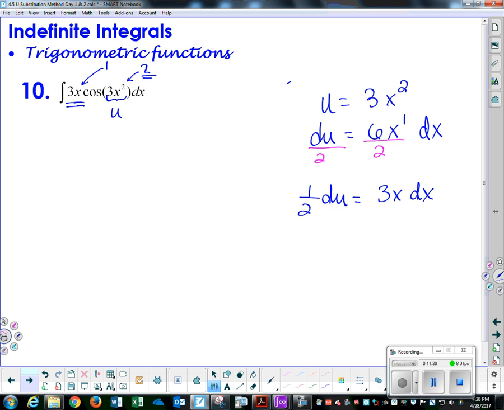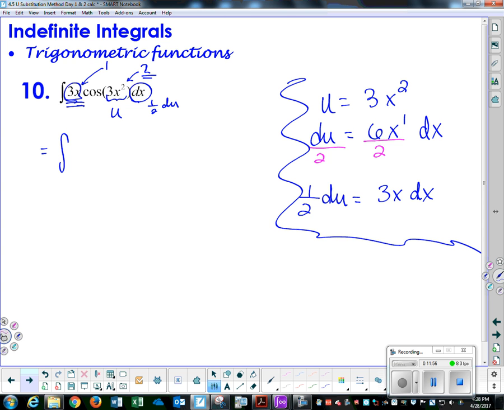Perfect. I'm kind of done with my u substitution systematic block over there. So now I can get down to business and replace things. So the 3x dx is equivalent to a 1/2 du. You didn't see it, but my eyes actually looked down there at what was on my bottom line to see what was the equivalence. So 3x dx is a 1/2 du.